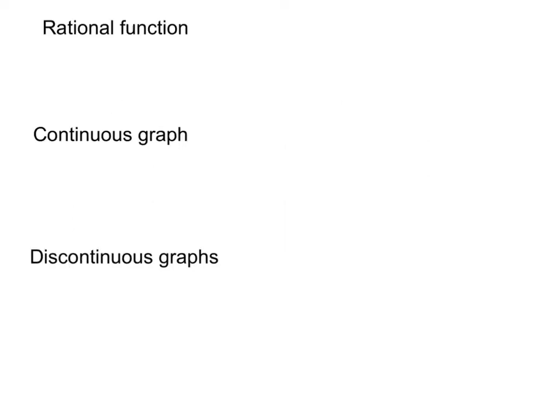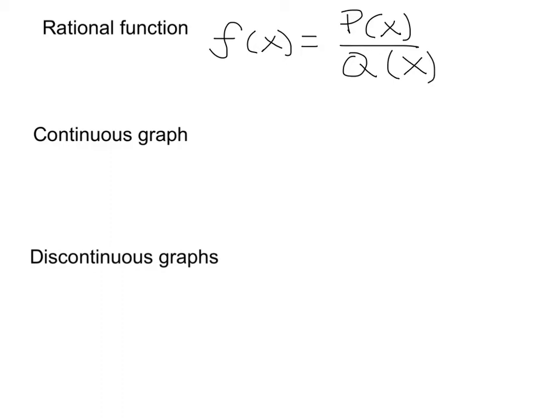A rational function is a function that is written in this form: f of x equals p of x divided by q of x. So that means you could have a polynomial on top of a polynomial. There are two types of rational functions. The first type is a continuous graph, and this means that it has no jumps, breaks, or holes.